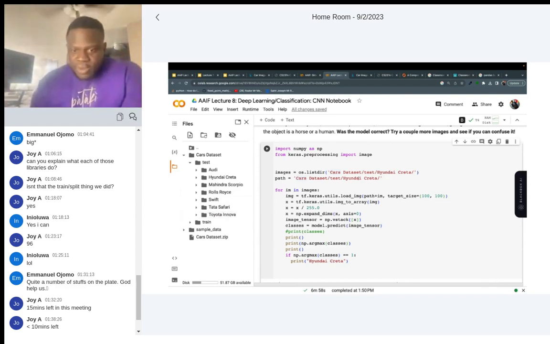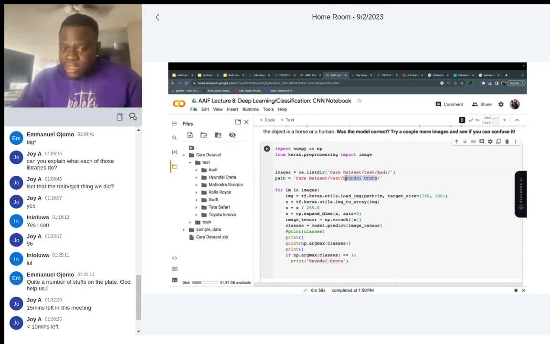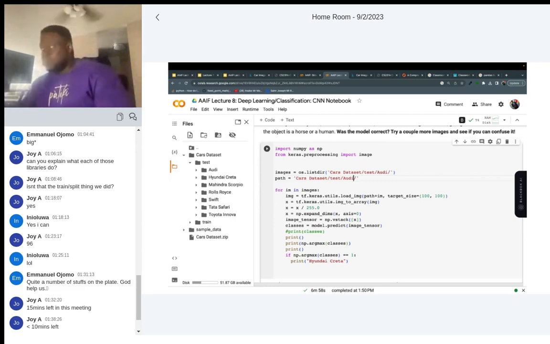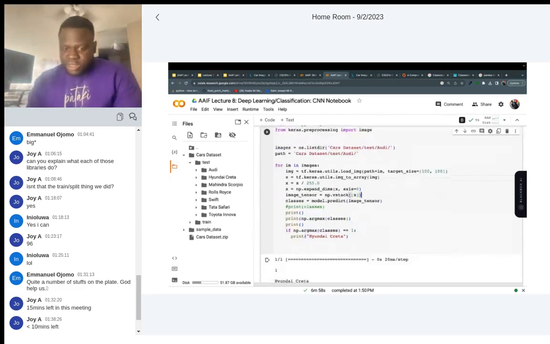Now, let me look at Audi. I'm going to go through the Audi folder. That means that for most of the images I'm seeing, you should give me 0. It's 95% accurate, so you get some things wrong, but you should give me 0. Let me see. Print Audi.